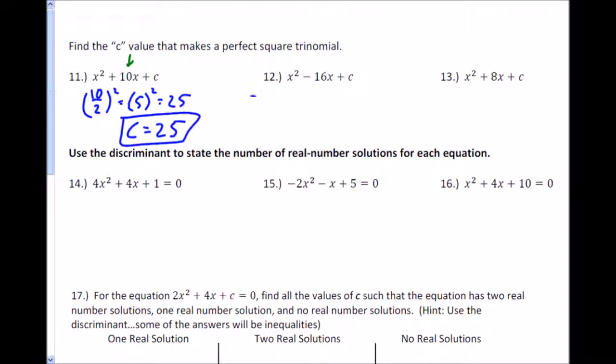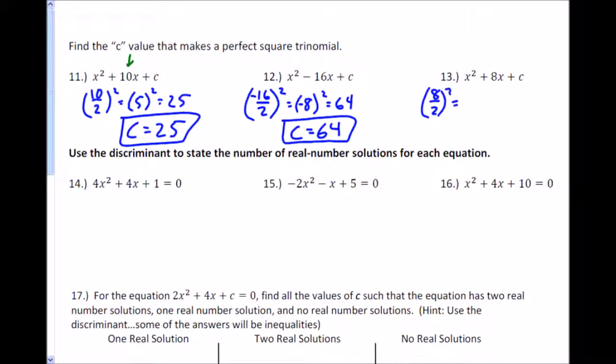The next one, again, I take the B value, which is the negative 16. I divide it by 2 and I square it. So that's a negative 8 squared, which is a positive 64. So in this scenario, the C value is a 64. Okay, these are the values that will make a perfect square trinomial. Then the last one, 8 divided by 2, and I square it. So that's 4 squared, which is 16. Okay, so the C value this time equals a 16, and that's it.